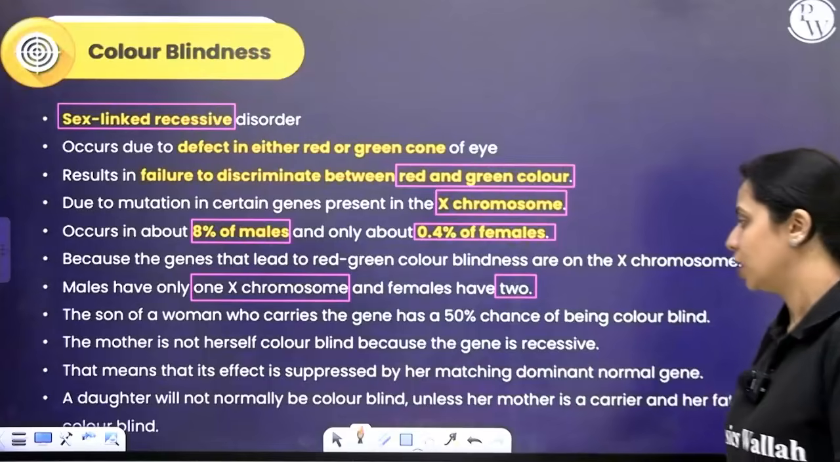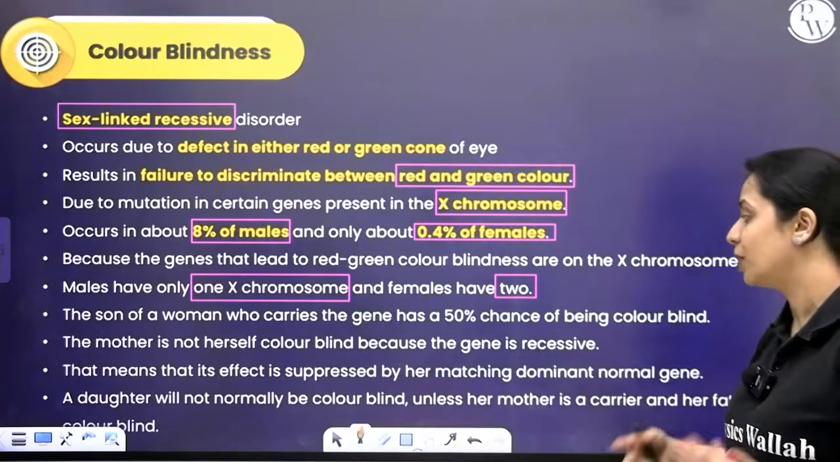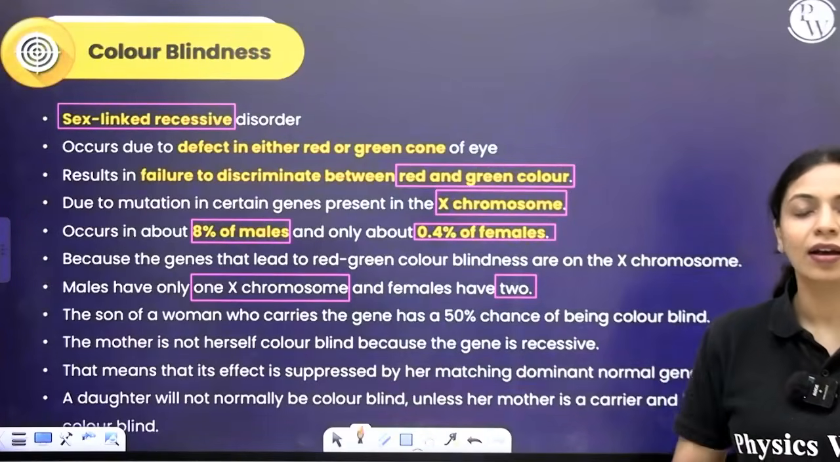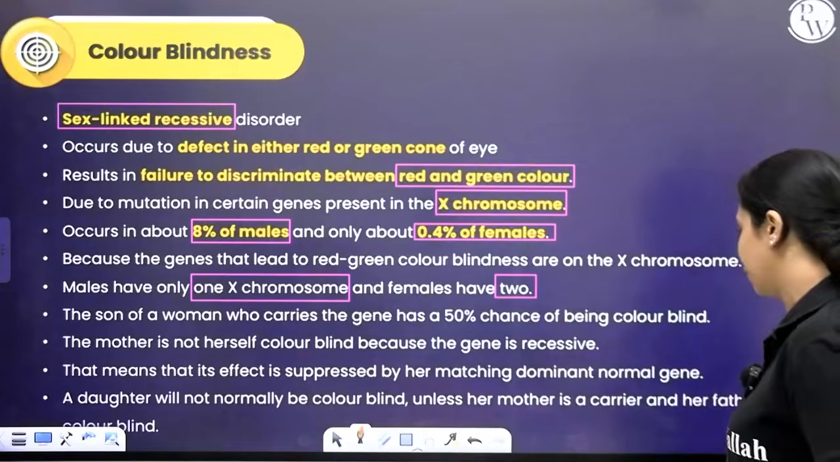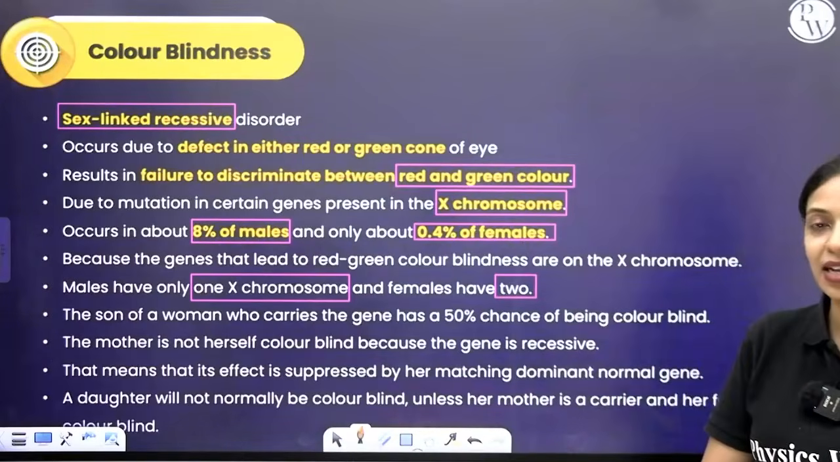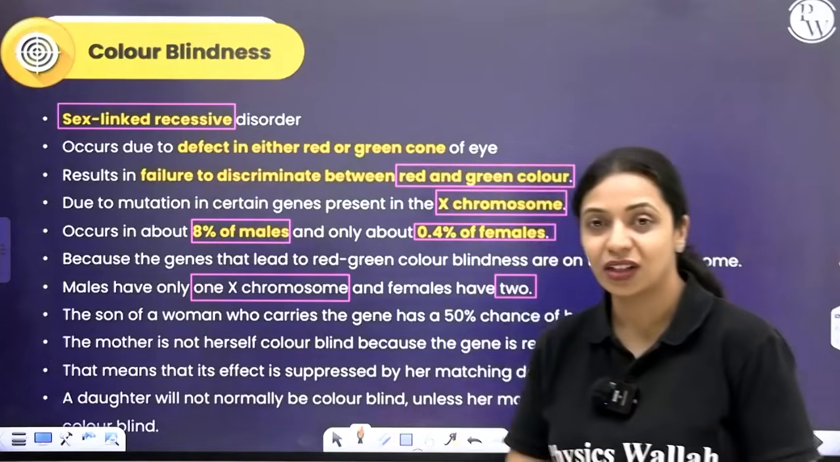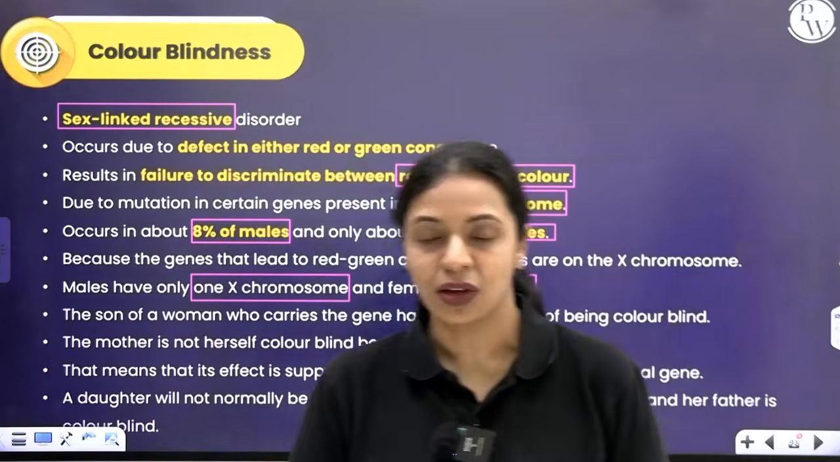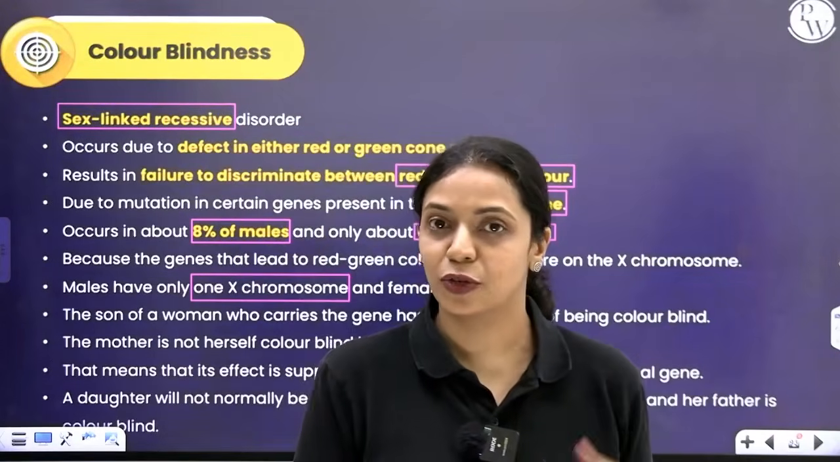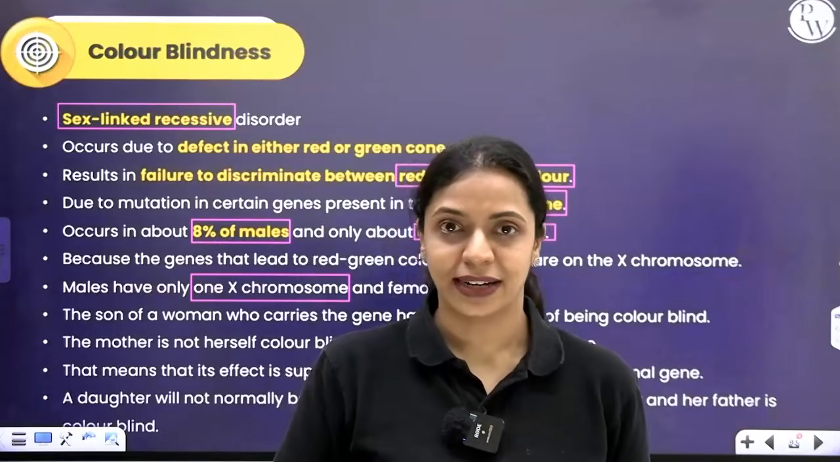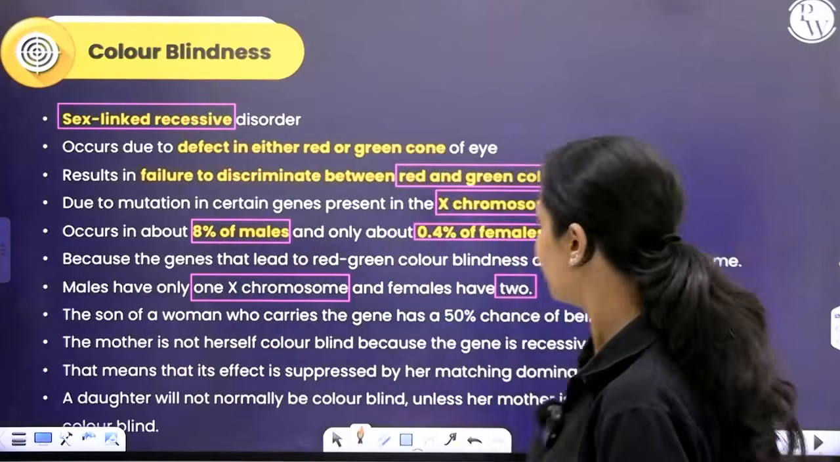A daughter will not normally be colorblind unless her mother is a carrier and her father is colorblind. This is how X-linked recessive disorders get transmitted. So they call this crisscross inheritance also, because daughter gets it from the father, sons get it from the mother, right?